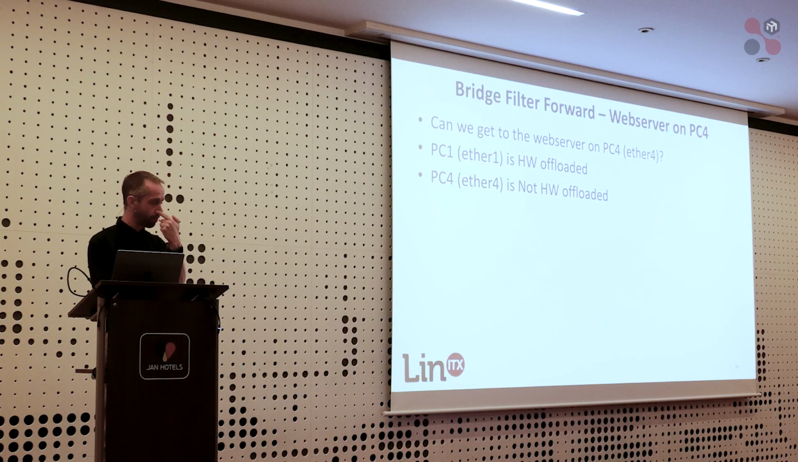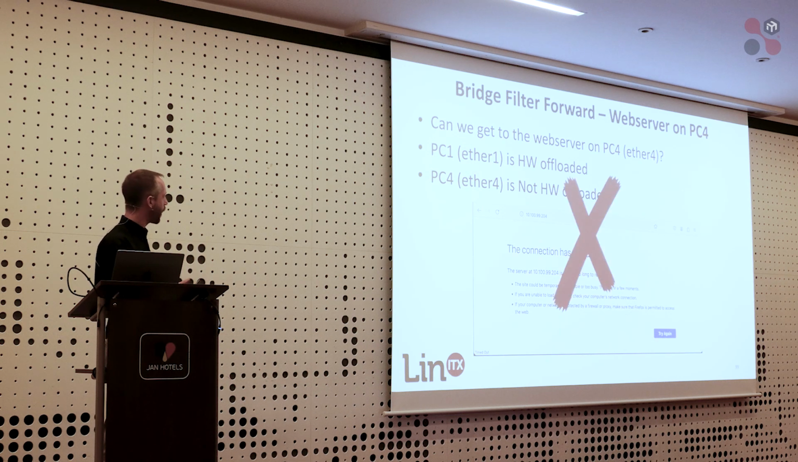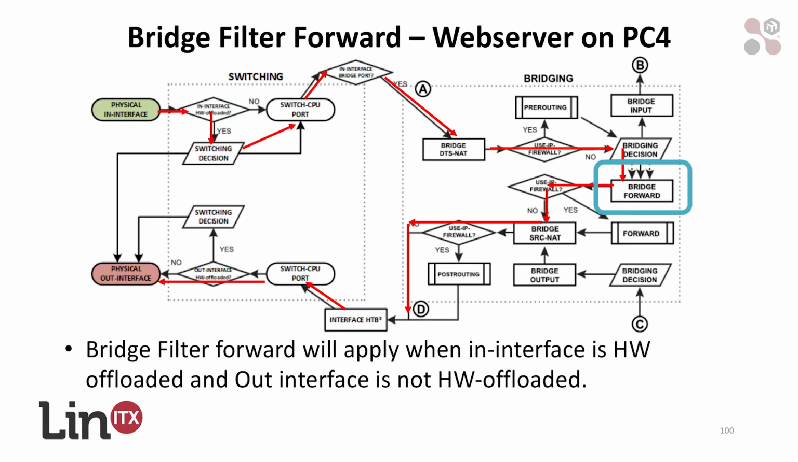Right, so there's also a web server running on PC4, and that does not load. So I have blocked some traffic, not all traffic. I am sitting here scratching my head thinking what has happened. But if we look at the packet flow, we see what did happen. Because it went via switch CPU, because the output was not hardware offloaded, my bridge filter this time applied. And without looking at the packet flow, it is very easy to sit there scratching our head thinking, but why did it work now and why didn't it work before?